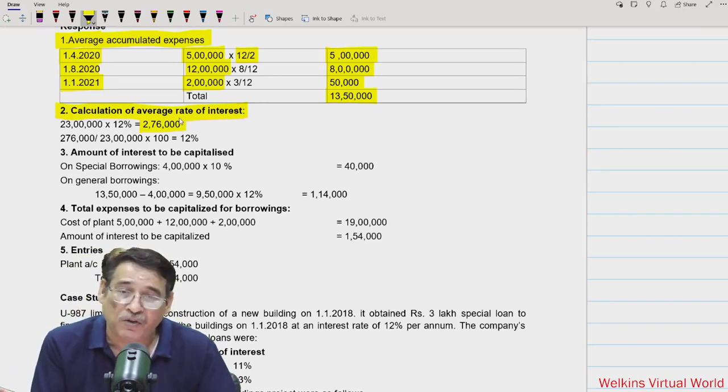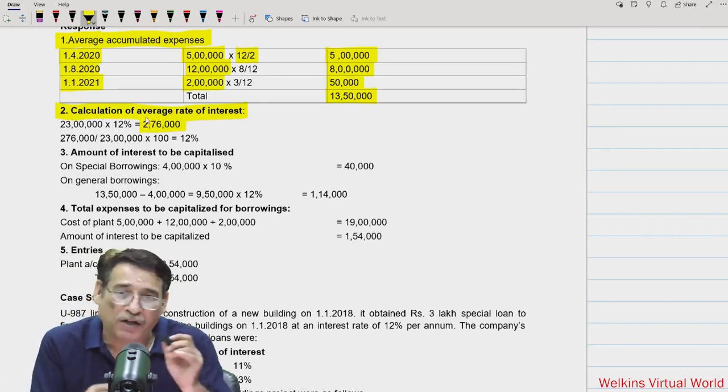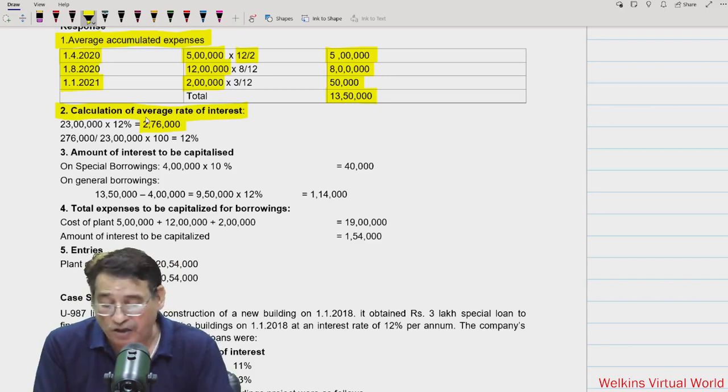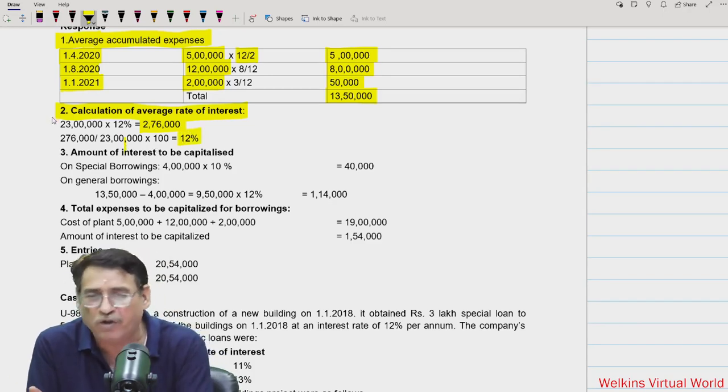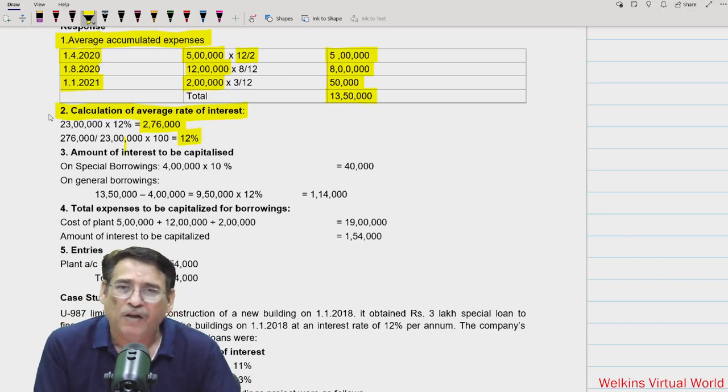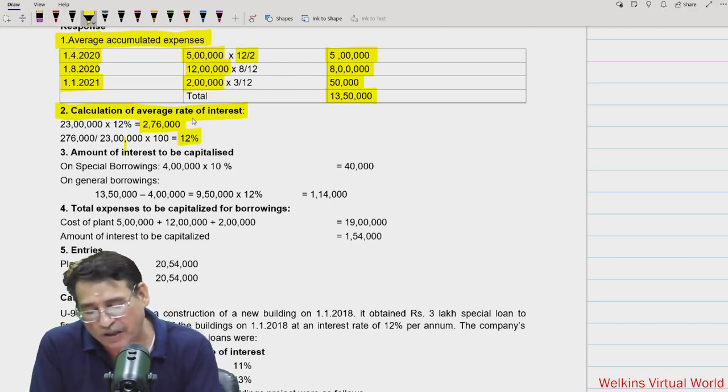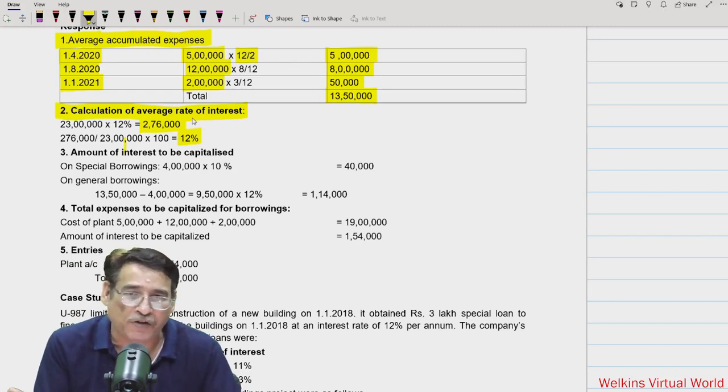2,76,000. Is it clear to you? Because only one rate of borrowing is given. General borrowing is 23 lakh into 12%, 2,76,000, and 2,76,000 divided by 23 lakh into 100 will give you 12%. In fact, you need not require any step with respect to what we call weighted average in this particular question. You can simply treat 12% as the weighted average rate of interest.